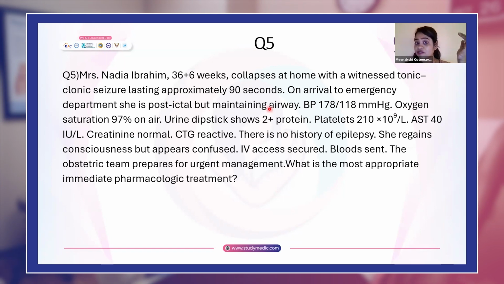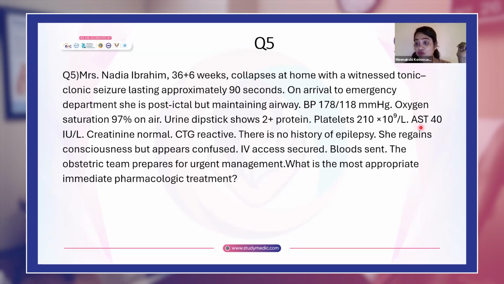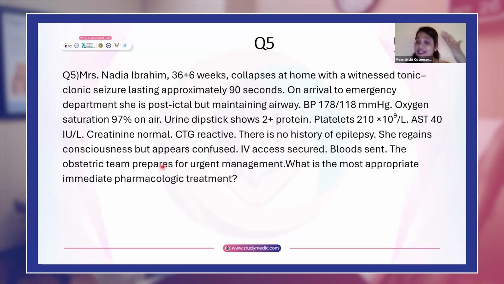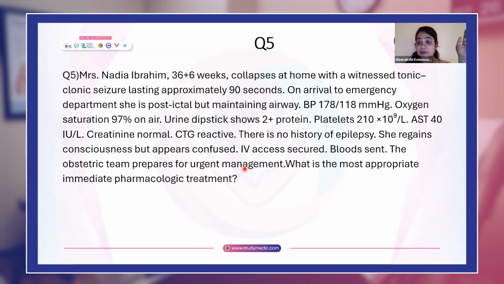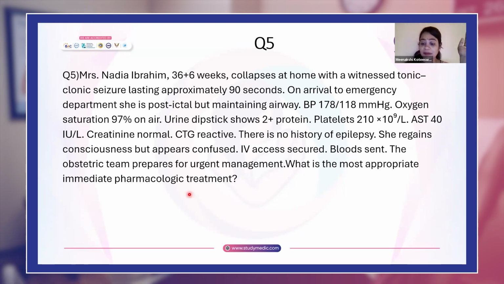So we have got two different findings here. The two findings which you need to note are high blood pressure as well as urine dipstick. Platelets are above 2 lakhs. ALT, AST is within normal limits. Creatinine is also normal. CTG is reactive. There's no history of epilepsy. She regains consciousness, but she appears confused. IV access is also secured. Bloods are sent. Obstetric team is preparing for immediate urgent management. What is the most appropriate immediate pharmacological management?